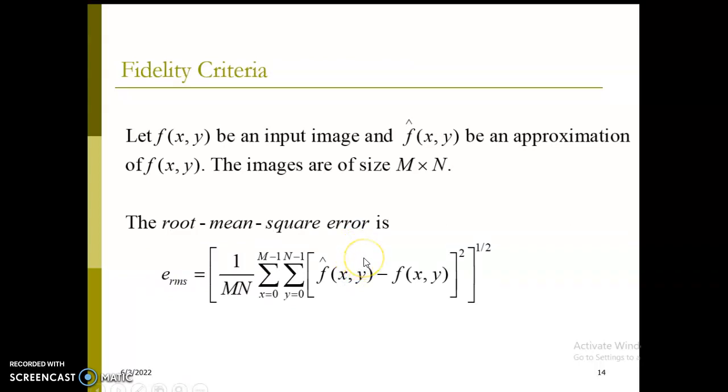Fidelity criteria. Let f of x,y be an input image and f cap of x,y be an approximation of f of x,y. The images are of size m cross n. The root mean square error is e_rms equal to 1 by mn summation of x equal to 0 to m minus 1, summation of y equal to 0 to n minus 1, f cap of x,y minus f of x,y, whole square, whole to the power 1 by 2.